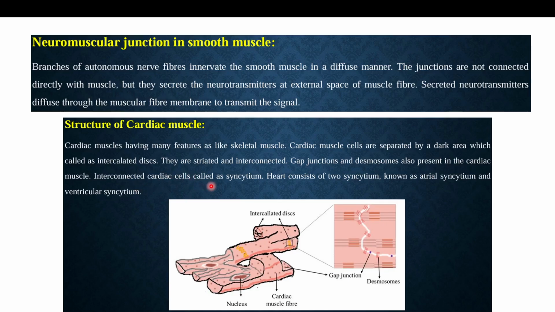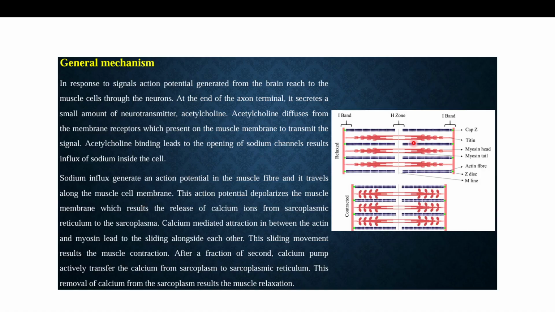And interconnected cardiac cells are called syncytium. Again, it has more than one nucleus. Heart consists of two syncytium known as the atrial syncytium and ventricular syncytium. So in general, what we were talking about at that point, this is the H zone, this is the I band, like isotropic band, this is the H zone, and eventually these are the Z discs. This is the M line, like completely the middle portion.